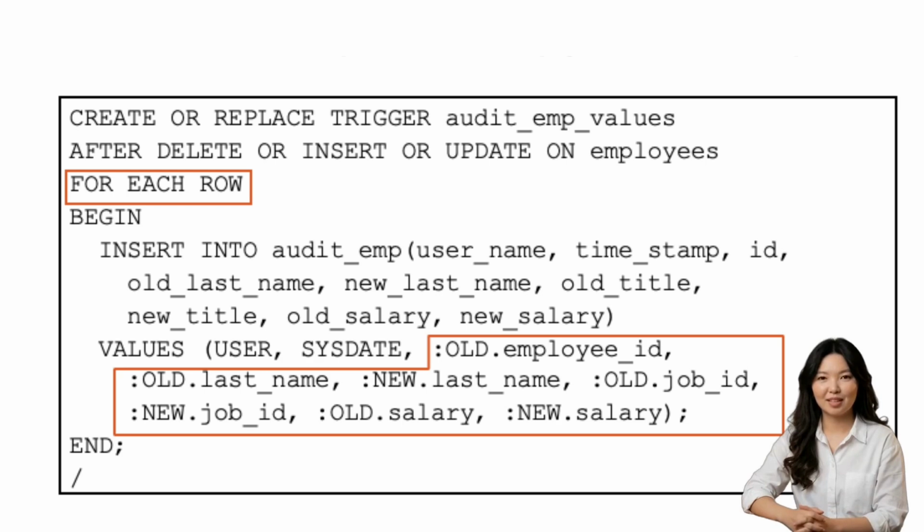The trigger auditEMP values captures changes in the employees table. It logs user actions, timestamps, and both old and new values for last names, job IDs, and salaries. This ensures a comprehensive audit trail by utilizing the OLD and new qualifiers to track data modifications effectively.